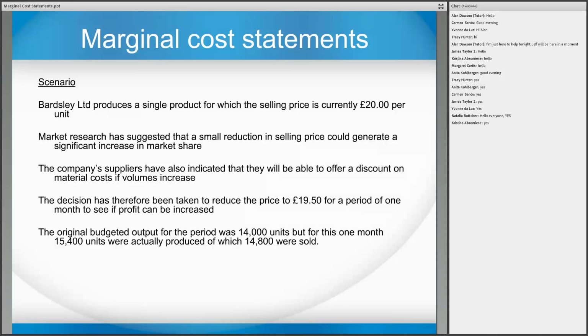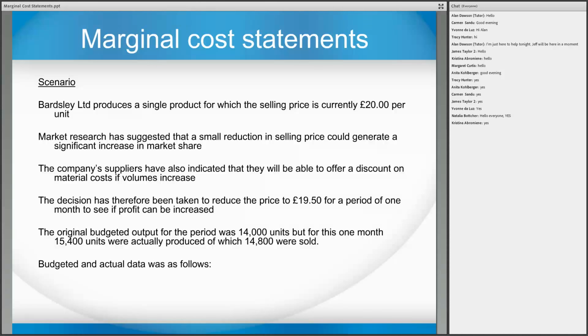Original budgeted output was for 14,000 units. That's what we thought we were going to make and sell. For this month, we're going to step up the output by 10% to 15,400. And then in the event, what happens is we actually manage to sell 14,800.